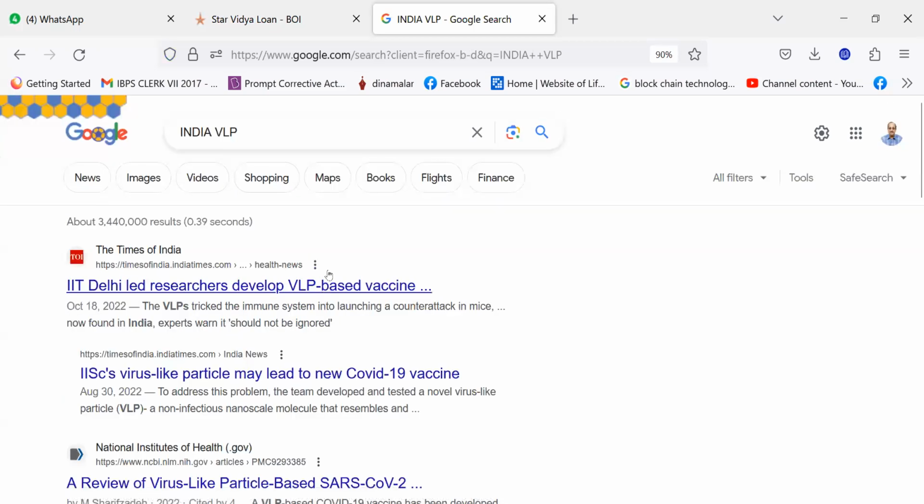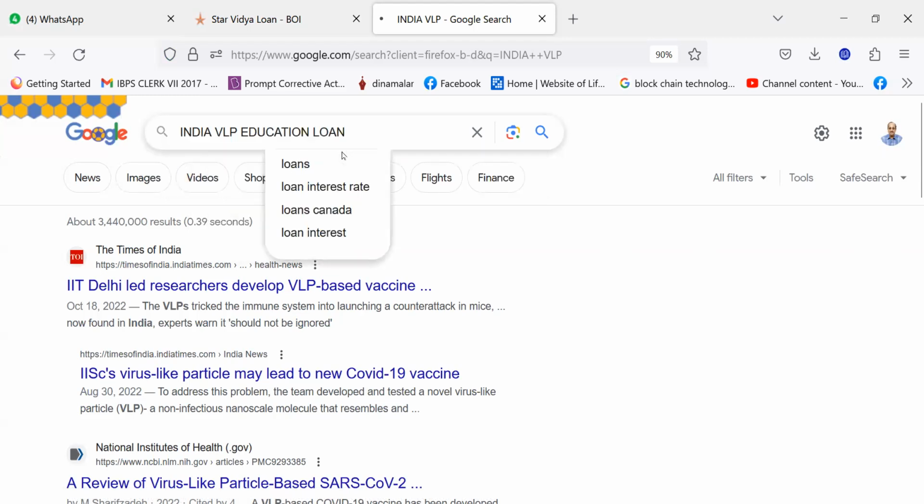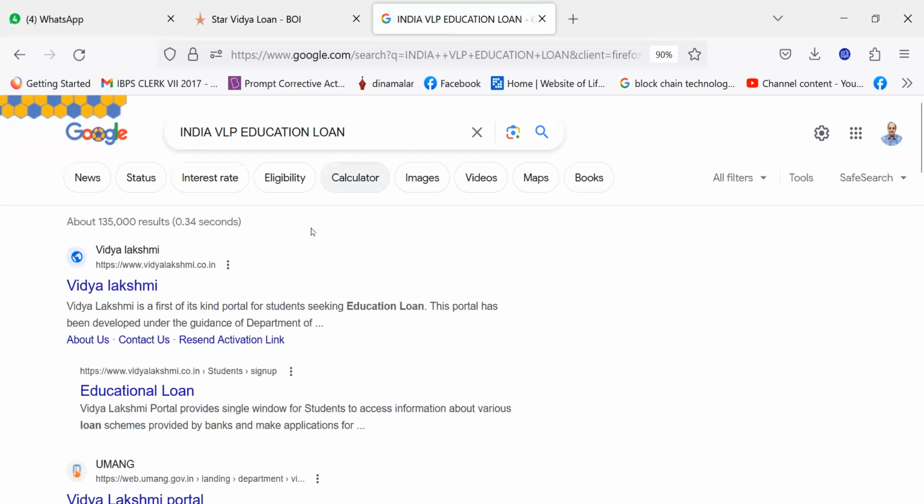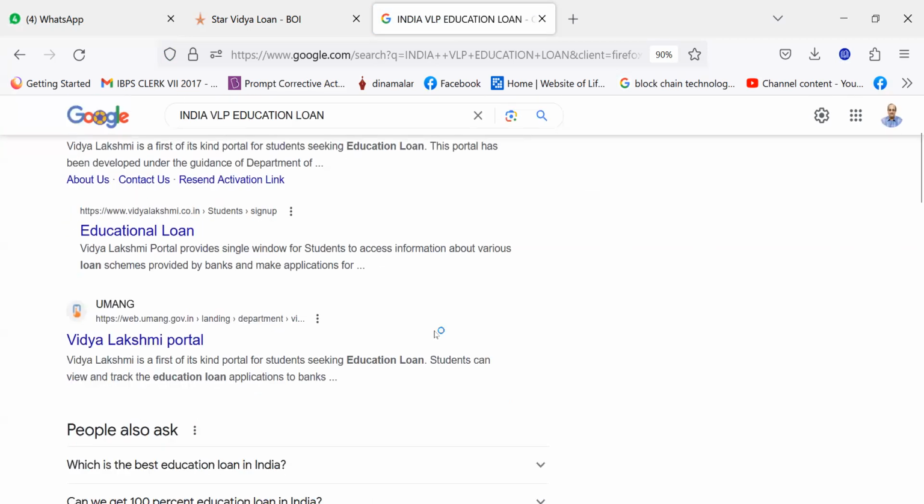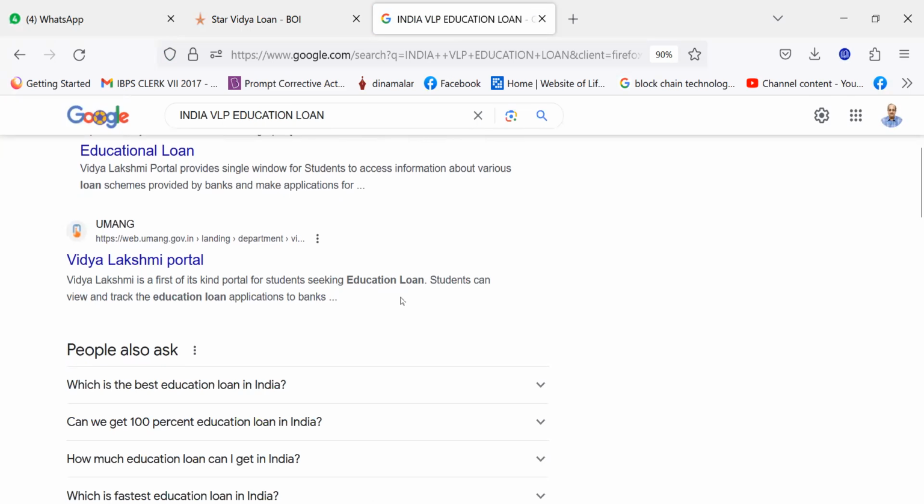This is not that. VLP, education loan. Vidya Lakshmi, correct. Vidya Lakshmi platform. There is a platform for loans, and on that platform, the Vidya Lakshmi portal, they have to enter the particulars.